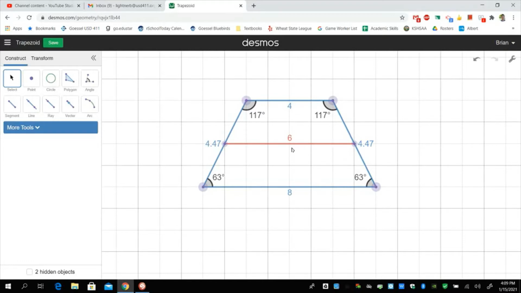And that is the average of the top and the bottom. So you see you have 4 plus 2 is 6 plus 2 is 8. So 6 is the average of 4 and 8. 4 plus 8 divided by 2. 4 plus 8 is 12. 12 divided by 2 is 6. Okay, if I do this, 6 plus 8 is 14. 14 divided by 2 is 7. So the mid-segment is always the average of the top and the bottom.